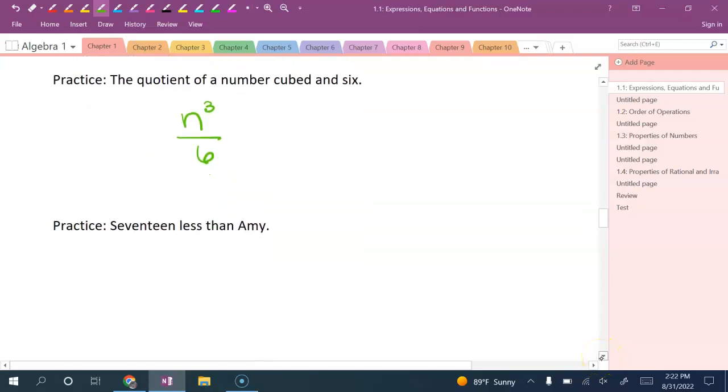Then for this last practice problem, it says 17 less than Amy. Remember, less than should let you know you're going to have to write this backwards. So Amy should come first. So if you used A for her, then your subtraction sign, then the 17.